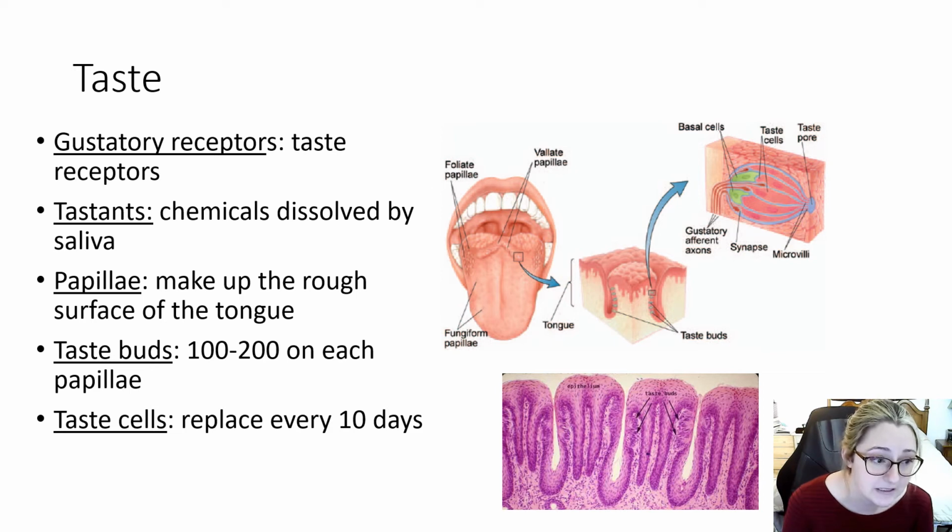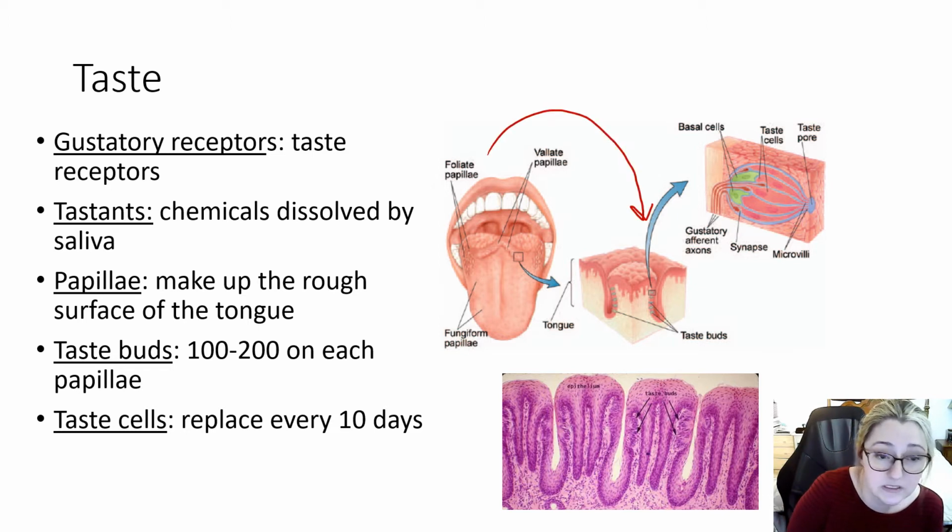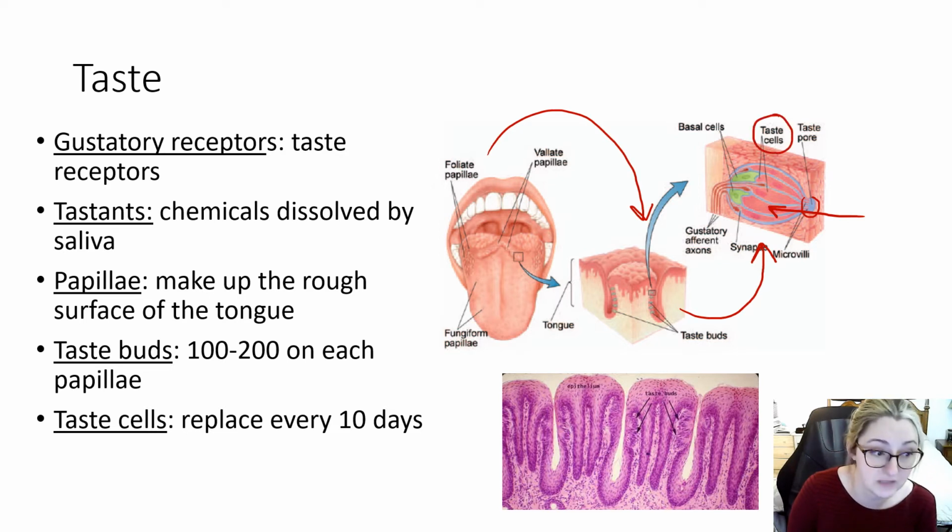Within your taste buds, you're going to have these little taste pores, which are then going to kind of house these taste cells. Those are your gustatory receptors within there. So you can see from this graphic, going from the surface of the tongue to a single papillae, to the taste buds on the papillae, to a single taste bud, you have this taste pore where you're going to have those tastants come in and then cling to your taste cells, where they will then be processed.